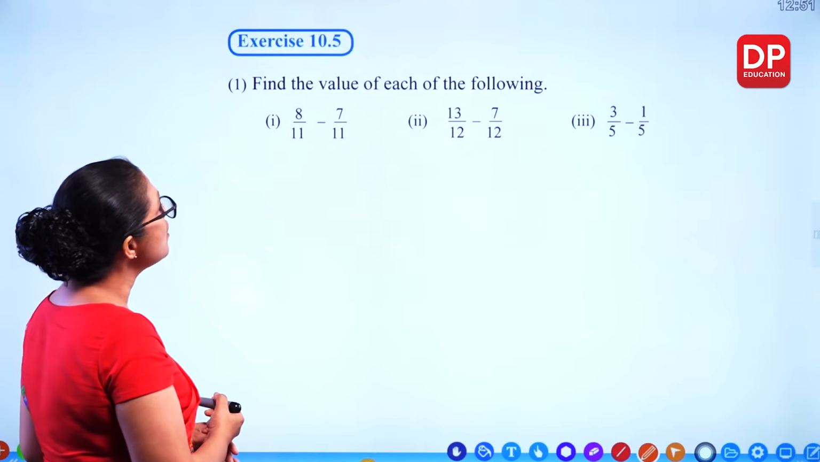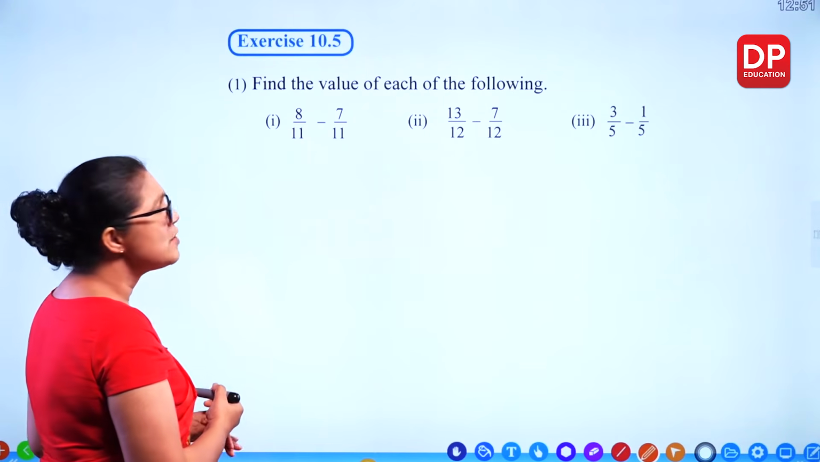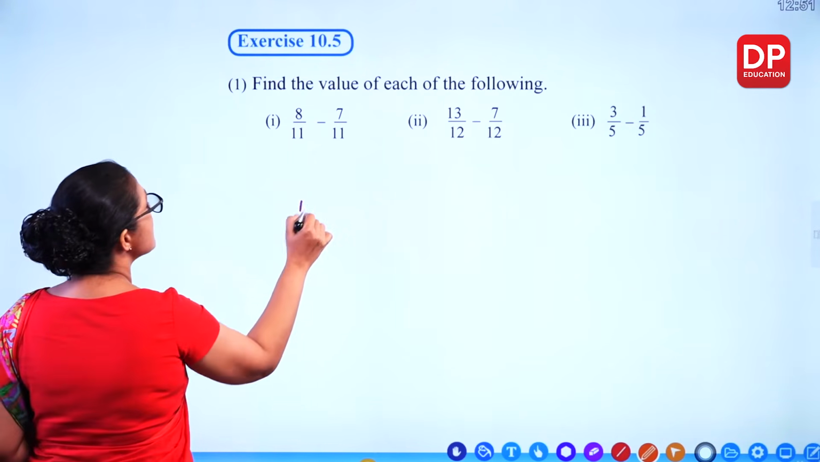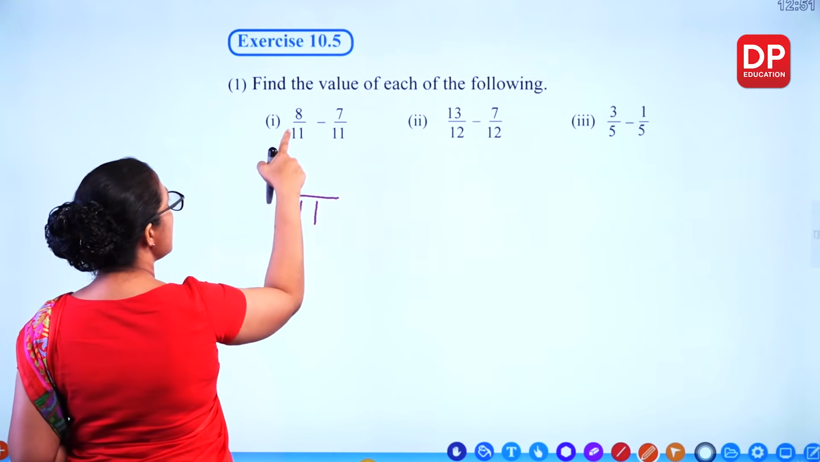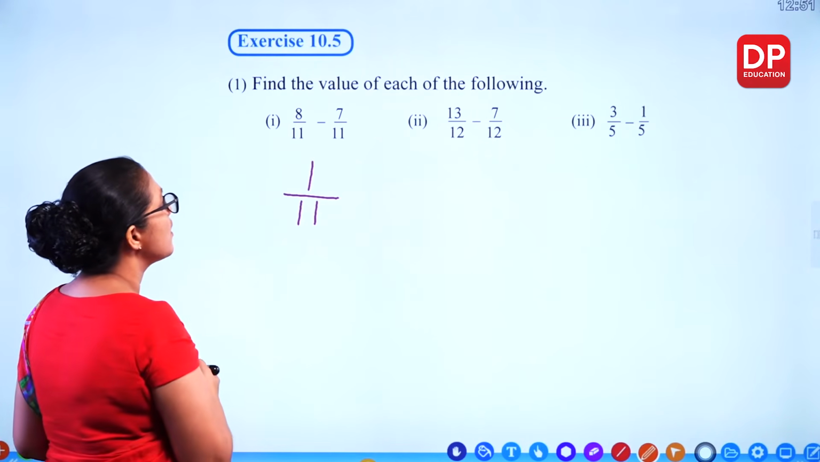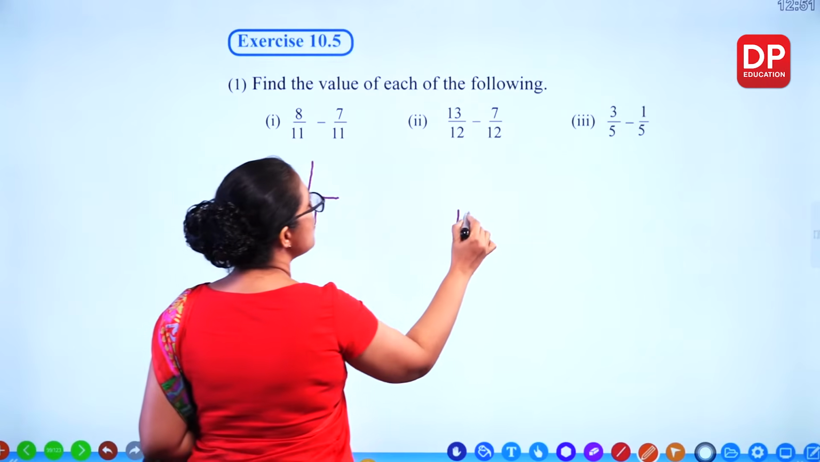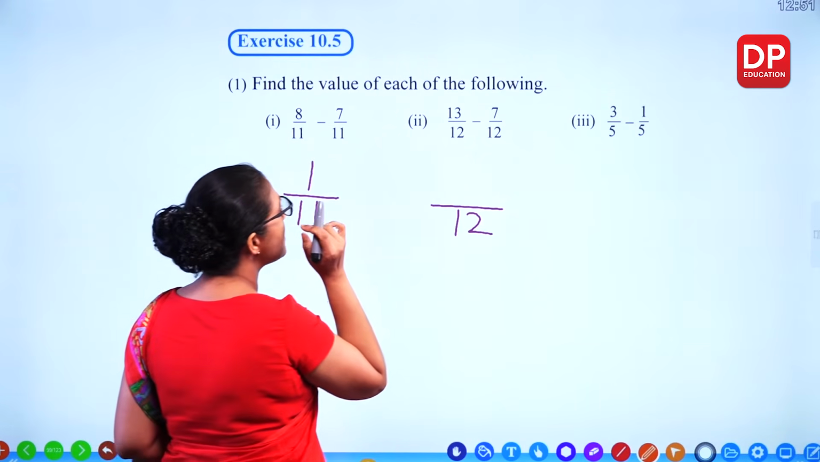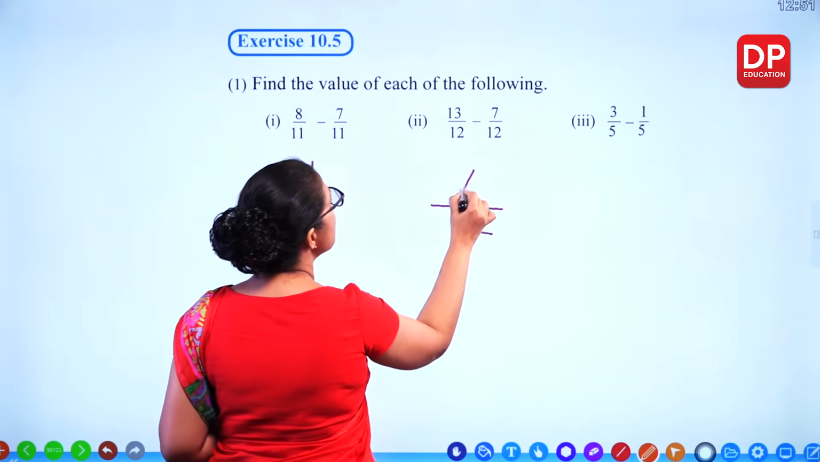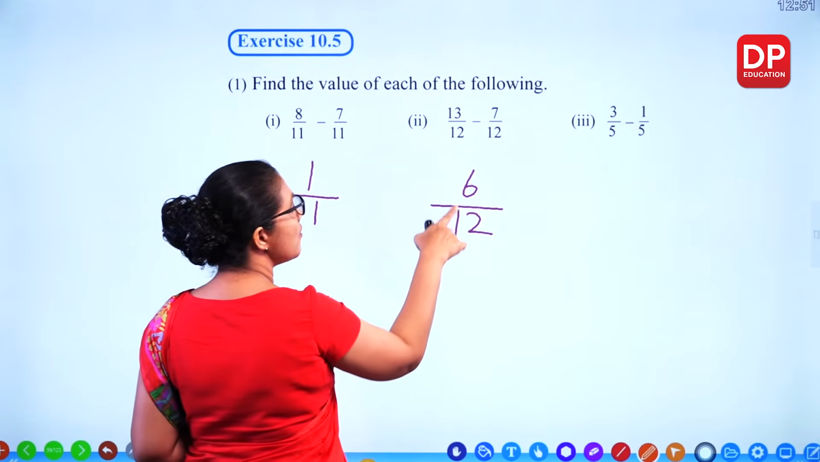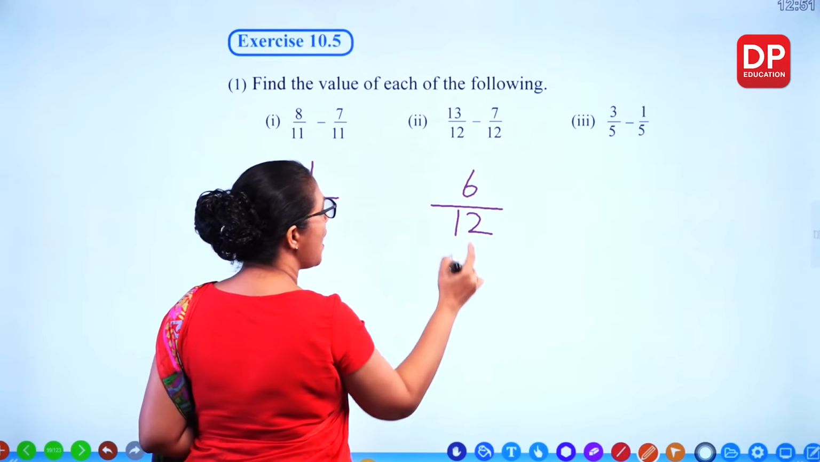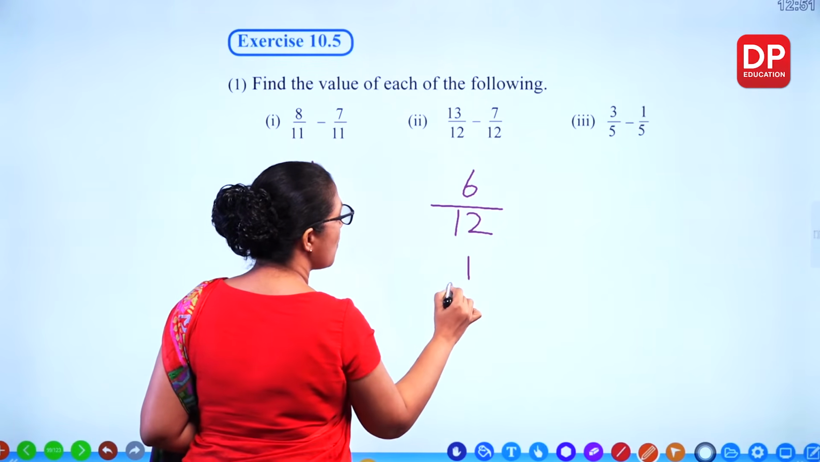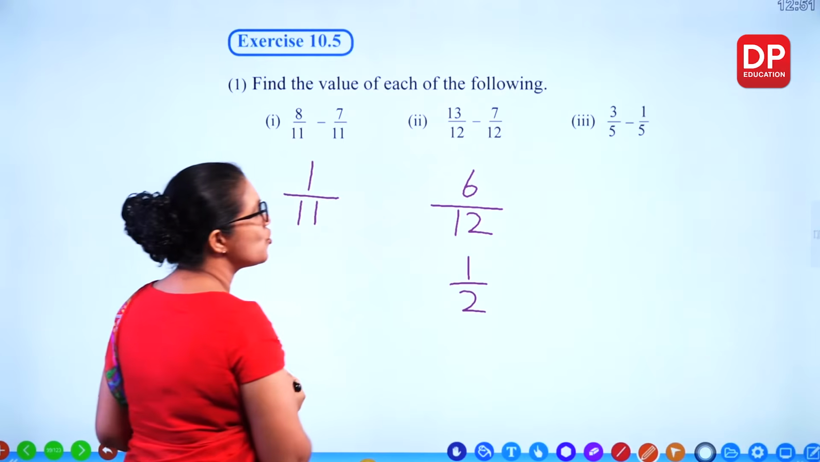Find the value of each of the following. Same denominator, just subtract the numerators. 8 minus 7, you get 1. Same denominator, subtract the numerators. 13 minus 7, so you get 6. Now you see, you can simplify further. Divide by 6, you get 1. Divide by 6, you get 2. Half.